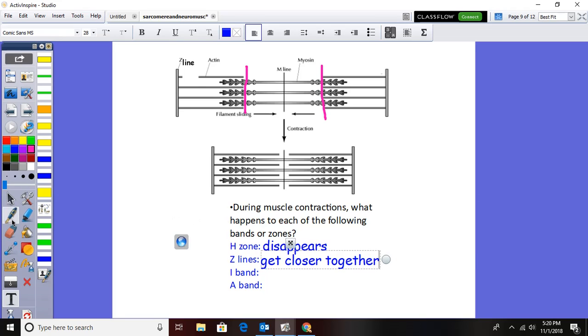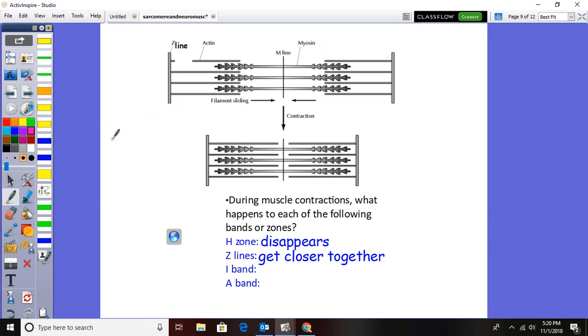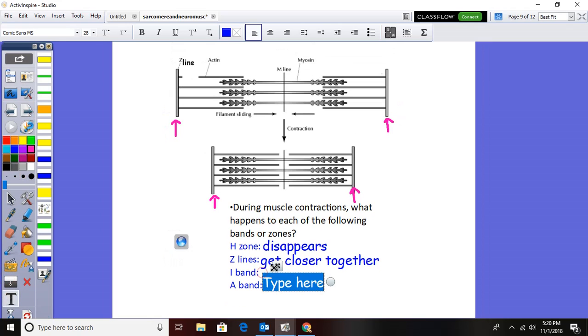Notice that in this picture. Let me erase those. Here's a Z line, and here's a Z line in that relaxed muscle, and then here's your Z line, and here's your Z line in the contracted muscle. So you can definitely tell that those get closer together. In the I band, we say that the I band gets narrower. You can definitely see that. The I band would be from here to there, or here to there, and you can tell it's much, much smaller here.